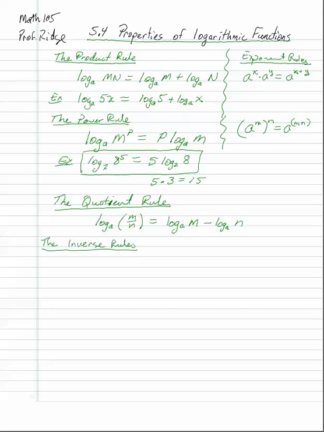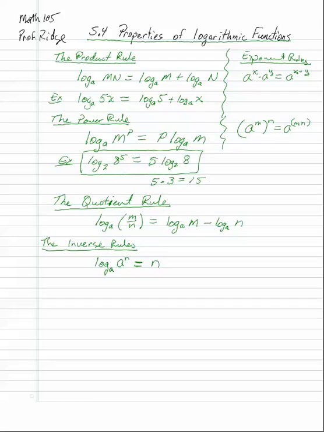Alright. And then a couple properties about inverse rules. We know that log base A of A to the n, well, those basically are just canceling each other out, and we just get n. Okay, so we're saying, if we got log base A of A to the n, we're saying what power of A is A to the n? Well, it's obviously n. Okay, so that's an inverse rule.